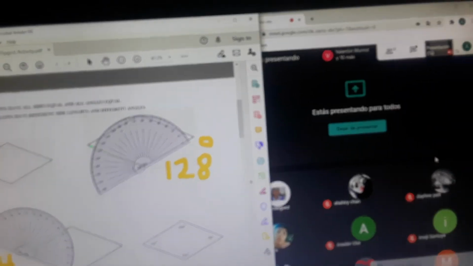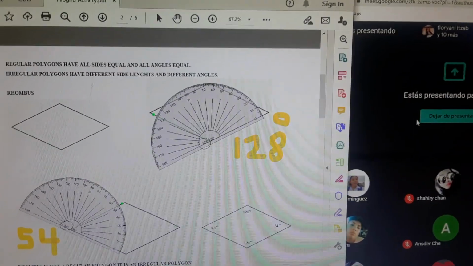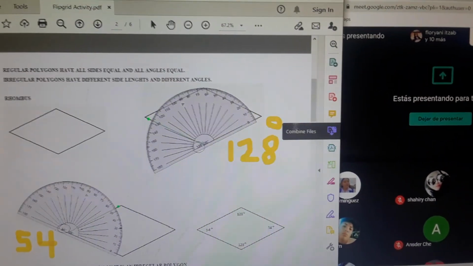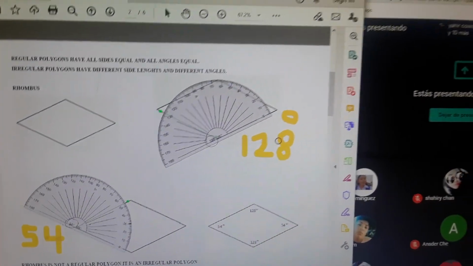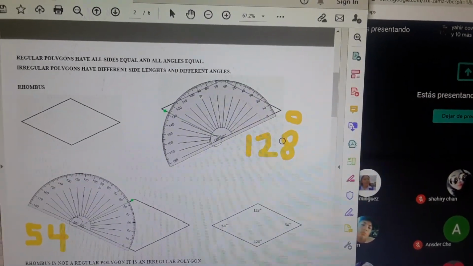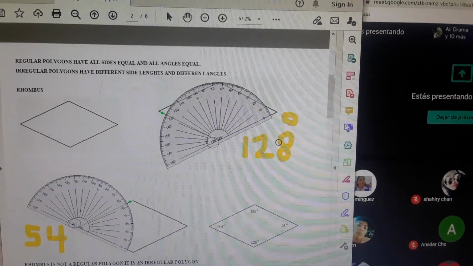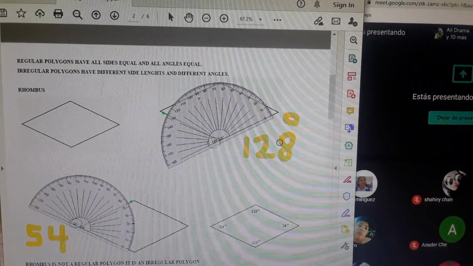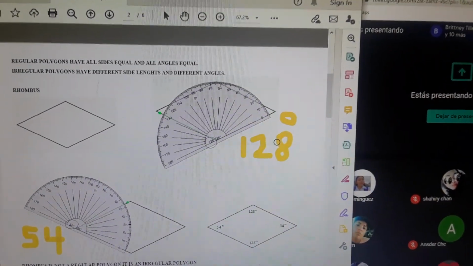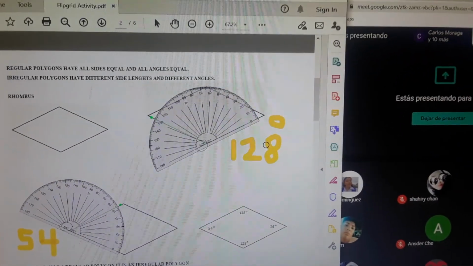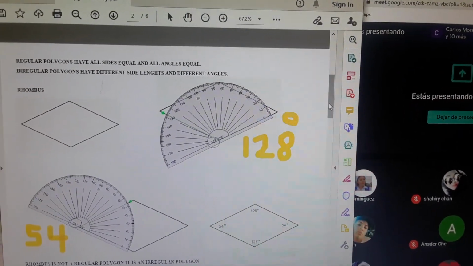Okay. All right. So we're going to continue, guys. Now that we have found out about the angles, we can say that for it to be a regular polygon, it needs to have the same angles. In this case, we have two angles that are different. Okay? Alright, so let us continue.